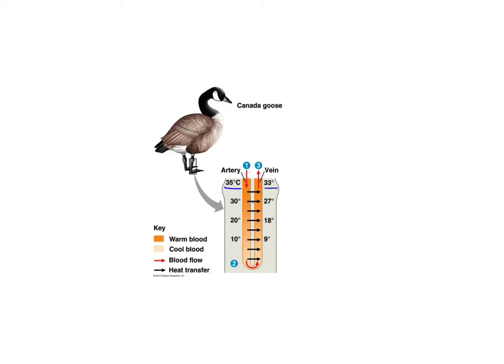And as you move down the leg, this is a little blow up here of this leg, 30 degrees is higher than 27, so the heat is going to transfer over to the vein. You can see that happening all along here. 10 is higher than 9, so heat will transfer in that direction.